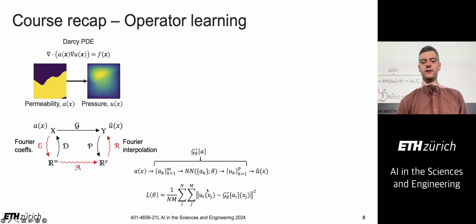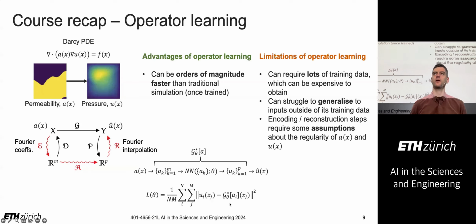So I'm not going to go into this in detail, but here's the loss function that we use when we're training operators. It's a supervised loss. So we have examples of the PDE solution itself when we train our neural operator here. So yeah, the advantage of operator learning is, training can be very expensive, but once you've trained your operator, these are often orders of magnitude faster than traditional simulation. What we learn is a surrogate model. We can really quickly, given a new permeability field, predict the pressure response.